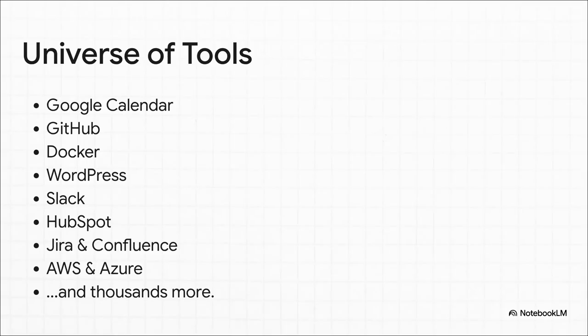And look, we're talking about the big players here. The tools you're probably using right now. Google Calendar, GitHub, Docker, Slack, HubSpot, Jira, AWS, the list just keeps growing. Every single one of these powerful platforms can now become a native tool in your AI's toolkit, something it can just discover and use completely on its own.